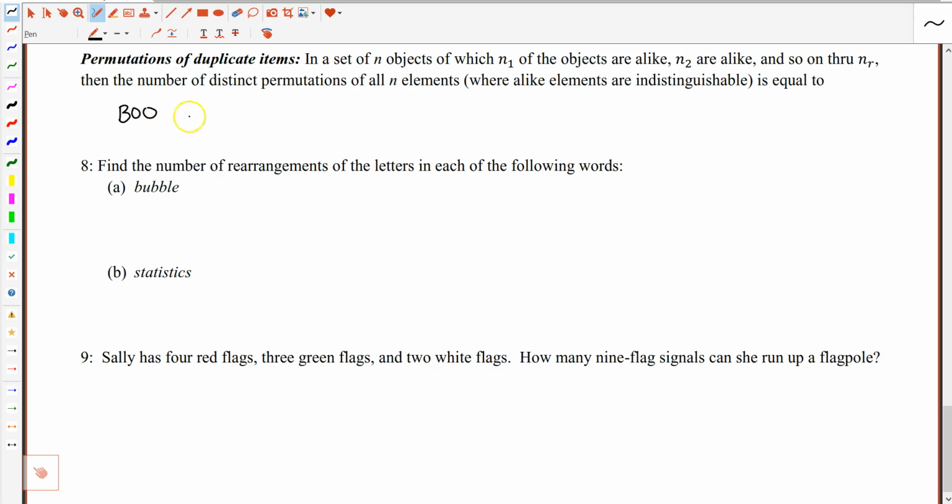So while order matters, if I flip-flop these two O's and write it like that, you'll say it looks the same. So we won't count that separately. But we would count, for instance, this one being a different arrangement and this one being a different arrangement.